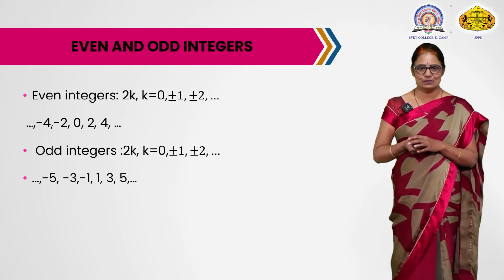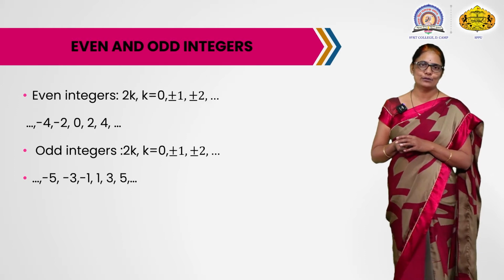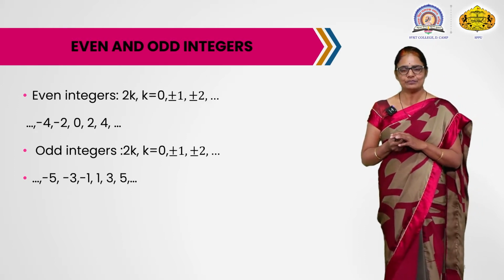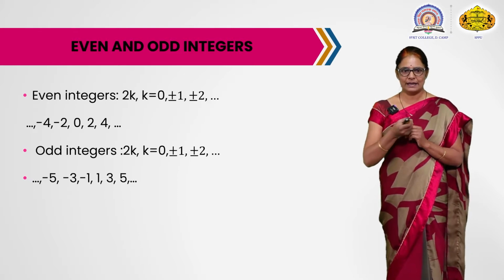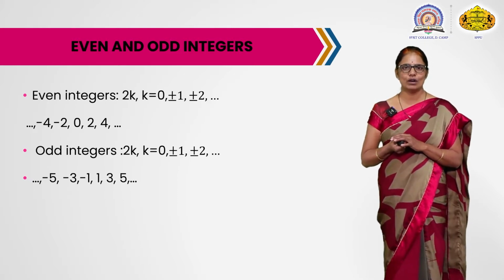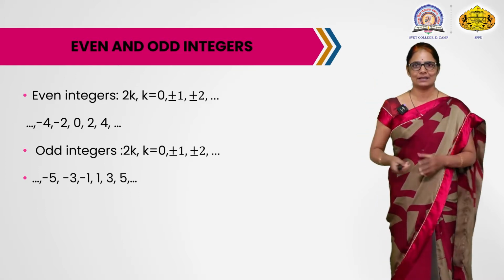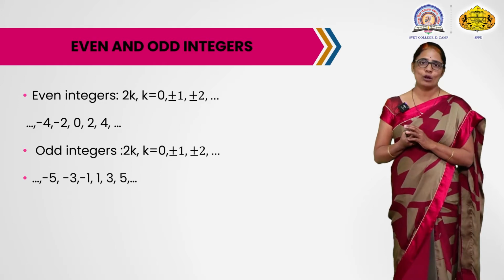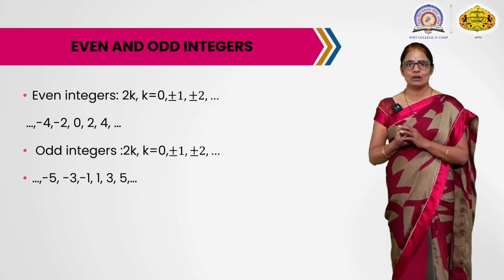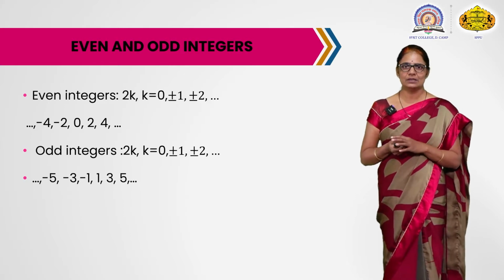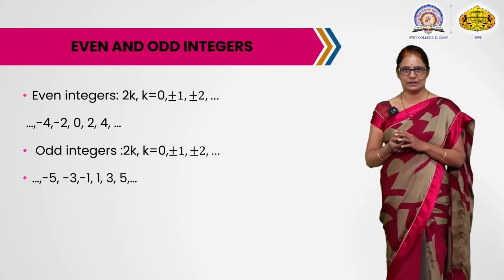If we put k equals 0, then we get 2 times 0 plus 1, so 1 is an odd integer. Similarly, you can find other integers: -5, -3, -1, 1, 3, 5. All these are odd integers. So remember, any integer which is an integral multiple of 2 is called an even integer, otherwise it is called an odd integer.